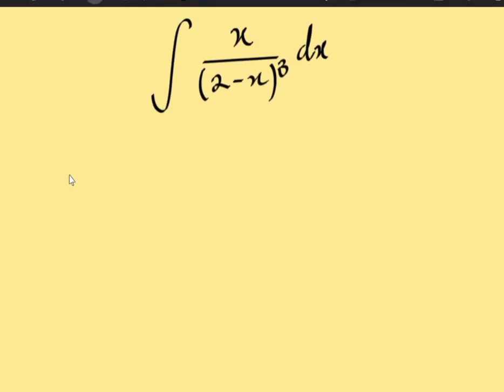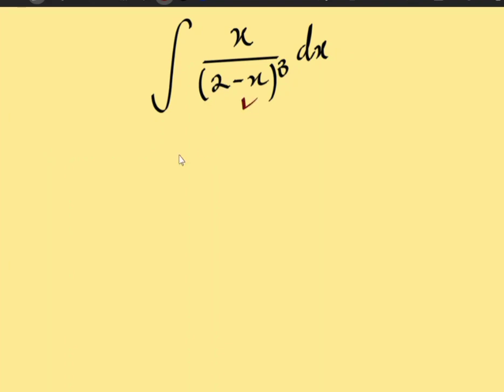Today we are asked to find the integration of x over (2 minus x) all raised to the power of 3 with respect to x, dx. So in this case I will use substitution, t substitution. That is, I will let my t be equal to a certain ambiguous function.